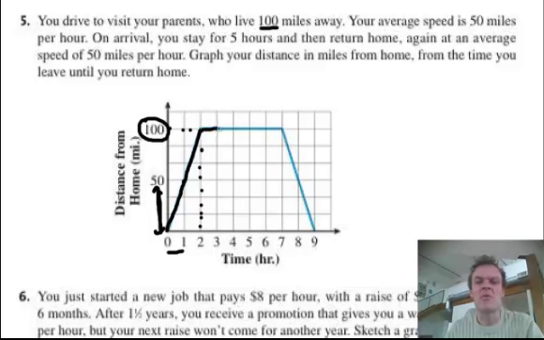What's happening here? Nothing's happening. There's no change in distance from your house over the next, how many? 5 hours. Well, that must mean you've stopped. You're at your destination, which is your parents' house, okay? So for 5 hours, you've not gone anywhere, you're at your parents' house.